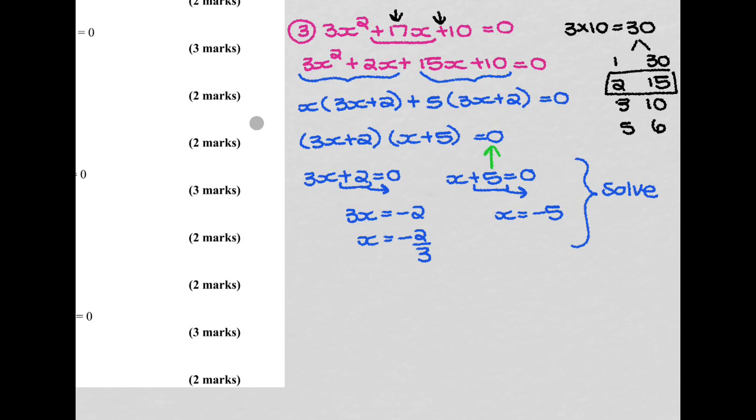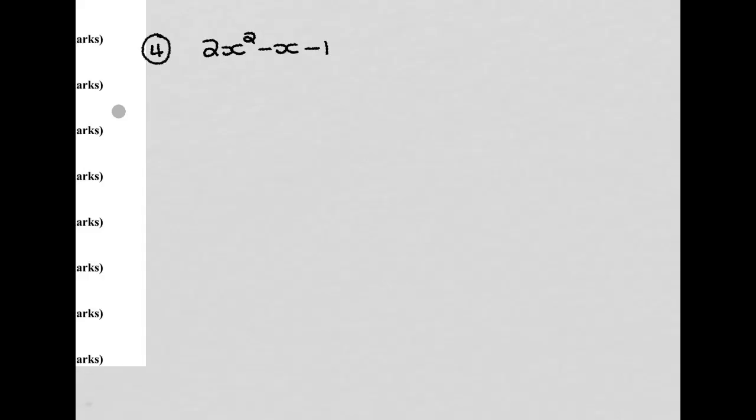Right, I'm now going to answer question 4. Here's question 4. The negative is going to throw you off slightly, so I'm going to show you what to do with it. You start off the same way, so you can say 2 times 1, and I get 2. The only two factors of 2 are 1 and 2, which definitely subtract to give me 1.